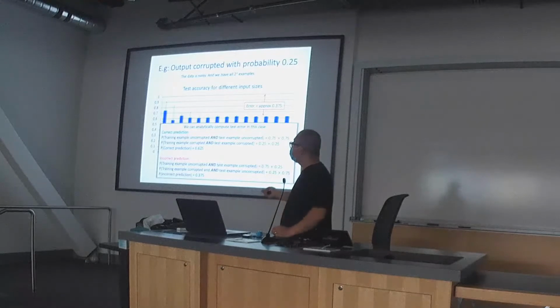In the training stage, because our decision tree can perfectly fit every training example, it knows the label, and in the test stage, it uses the same label as the prediction. We know that the output has a 0.25 chance to be corrupted, so the chance it is not corrupted is 0.75. This is the training case. For the test case, it also has a 0.75 chance to be uncorrupted. So this part of the probability is just 0.75 times 0.75.